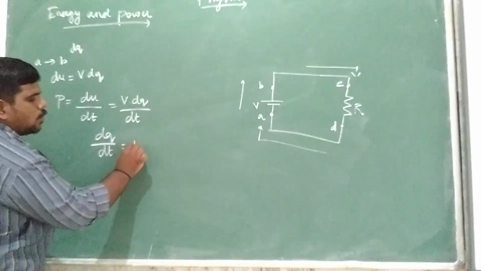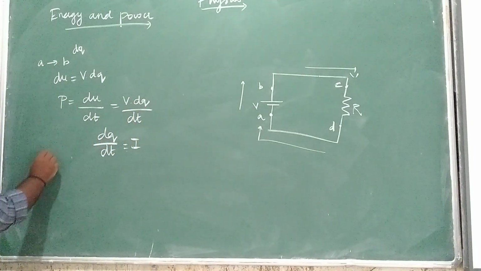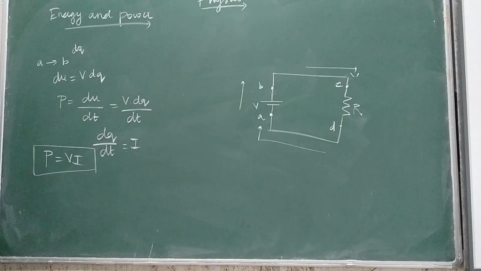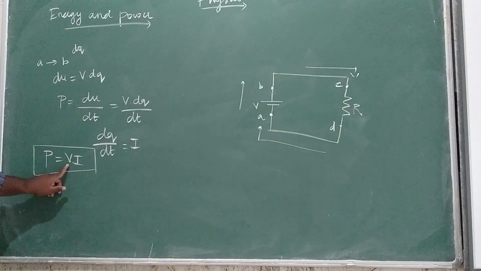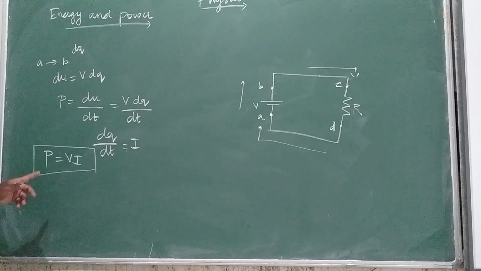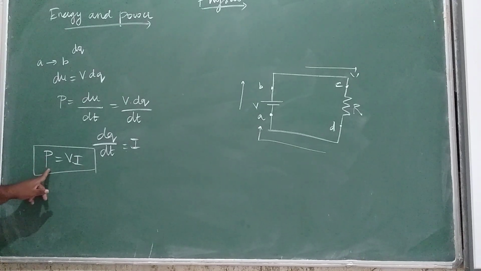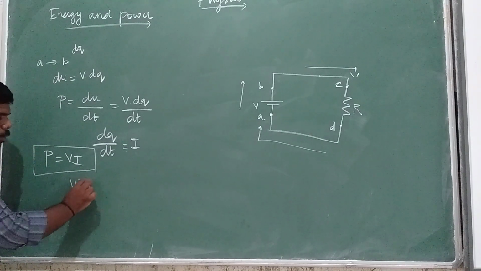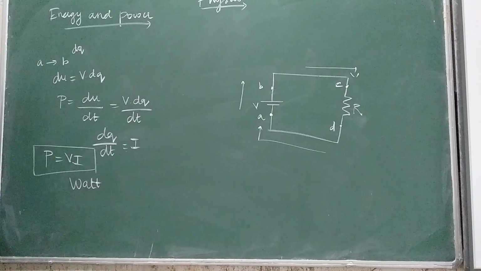So the electrical power is defined as the rate at which the electrical potential energy is delivered. So guys, what is the electrical power? The electrical power is defined as the rate at which the electrical potential energy is delivered. So P is equal to dU by dt.